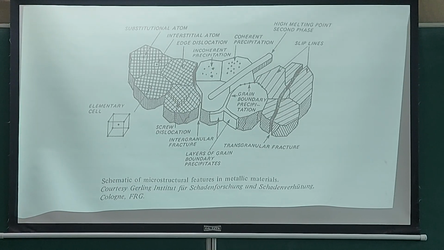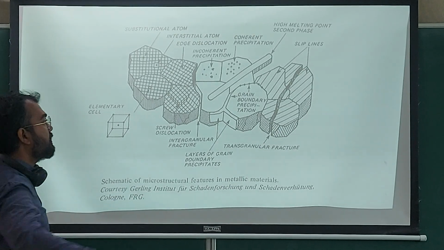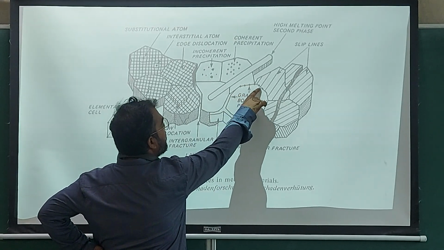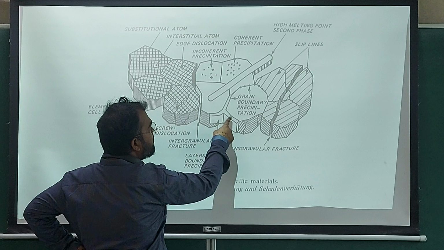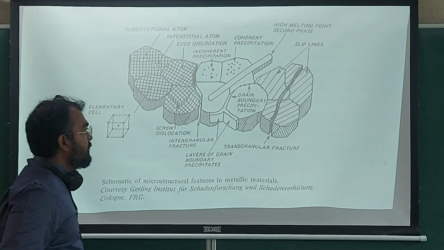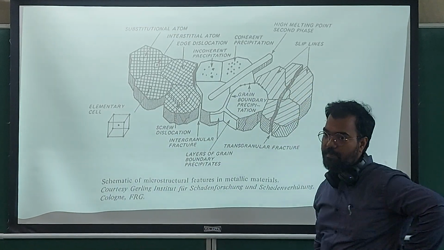Then, at different scales, you can see precipitates, whether they are incoherent or semi-coherent. And you can also see the grain boundary precipitates. Sometimes they are of this type, sometimes they are in layer form. Okay. And then these are slip lines or slip bands.